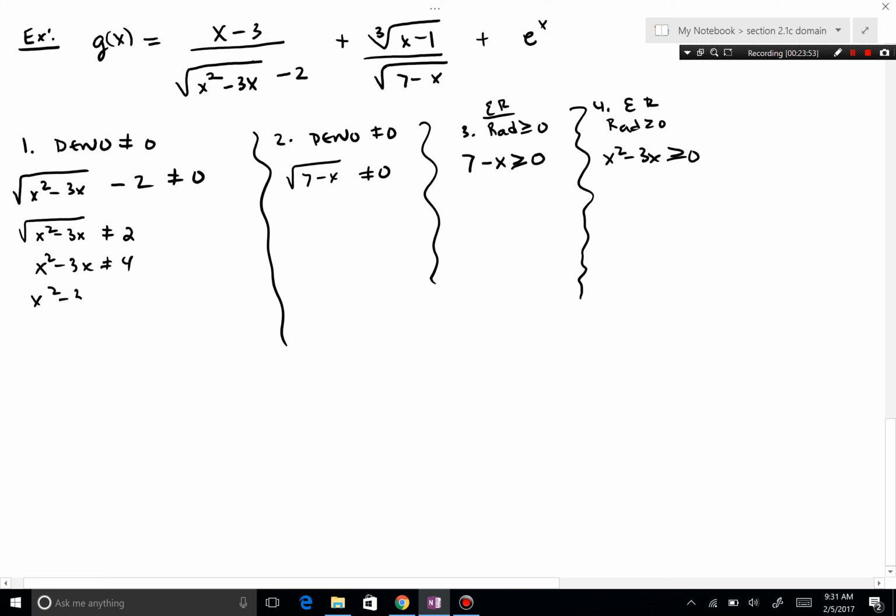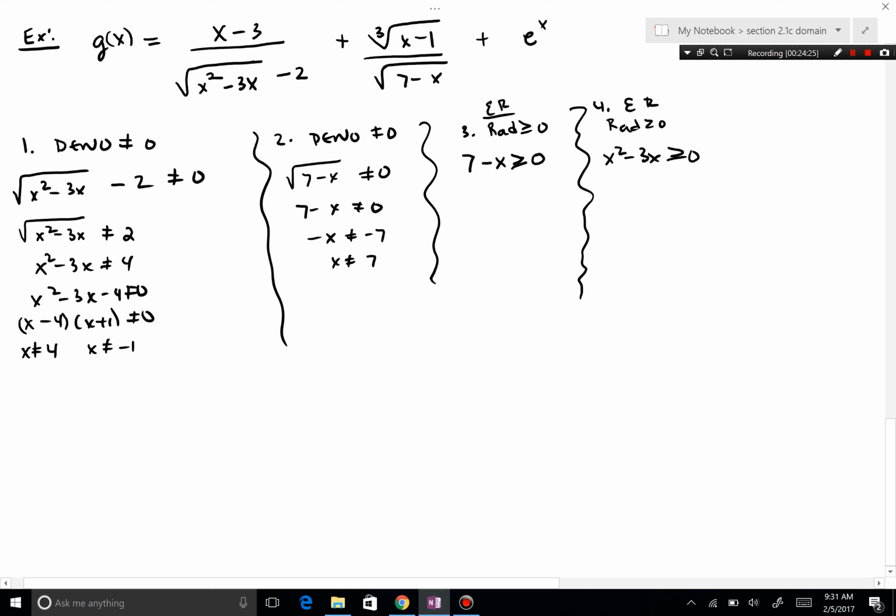x squared minus 3x minus 4 cannot equal 0. So x minus 4, x plus 1 cannot equal 0. So x cannot equal 4, and x cannot equal negative 1. So here's two numbers that we don't like. Let's do the same thing here. 7 minus x cannot equal 0. x cannot equal, that's negative 7, so x cannot equal 7. So we already got 3 numbers we don't like: 4, negative 1, and 7.